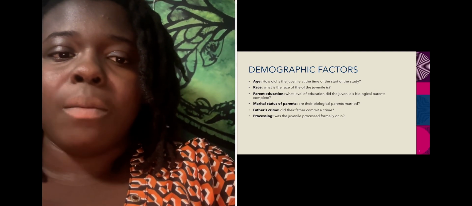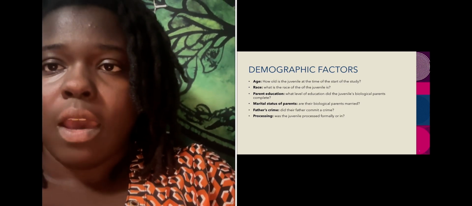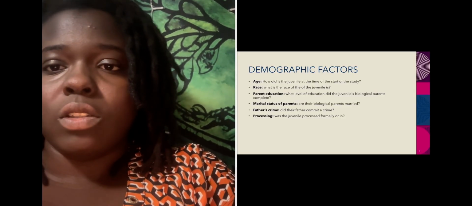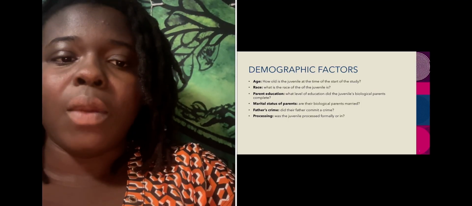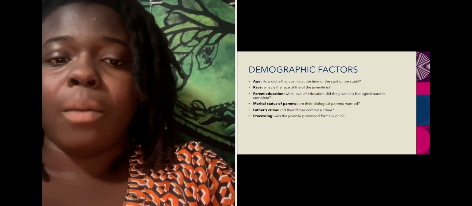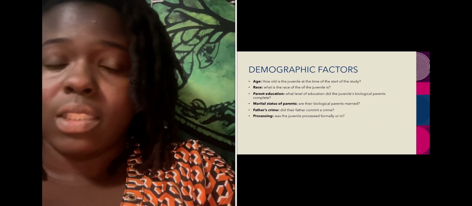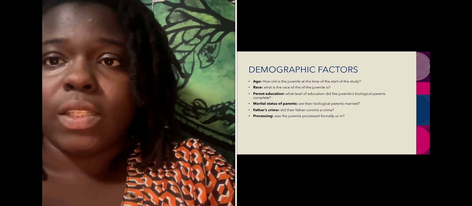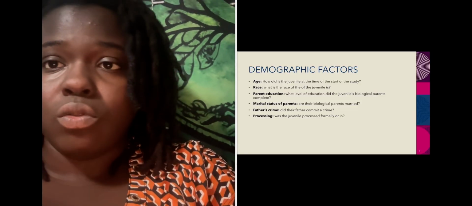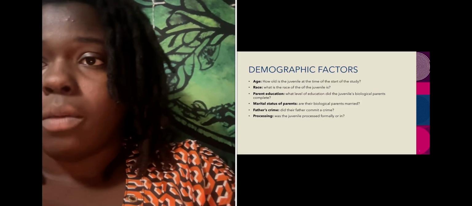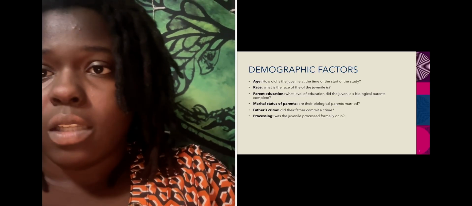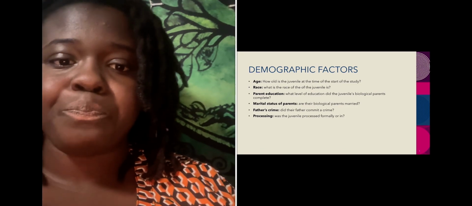Then you have the marital status of the parents, whether or not their biological parents were still married or if they were divorced, things like that. Then you have the father's crime, whether or not the father committed a crime prior to the juvenile's arrest. And then you have the processing, which means whether or not the juvenile was formally processed through the court systems or informally processed through a delinquency program or through the juvenile justice system, things like that.